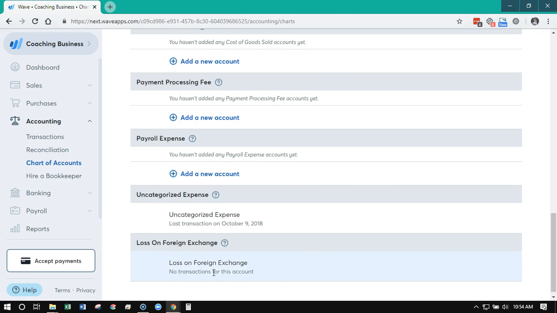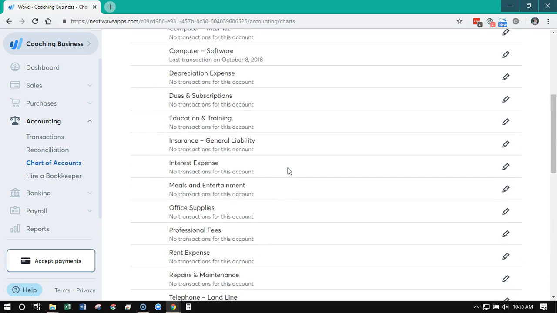Okay, and then they have some things for loss on foreign exchange. This is handy if you're using multi-currency, and it is built into the program. So Wave is a multi-currency program. Most other accounting software, to get access to their multi-currency level, is very expensive. So the fact that Wave handles multi-currency for free is amazing, you guys. It's so good. If you work with people outside the US and they pay you with other currencies, it's really, really great. Okay, that is your chart of accounts.